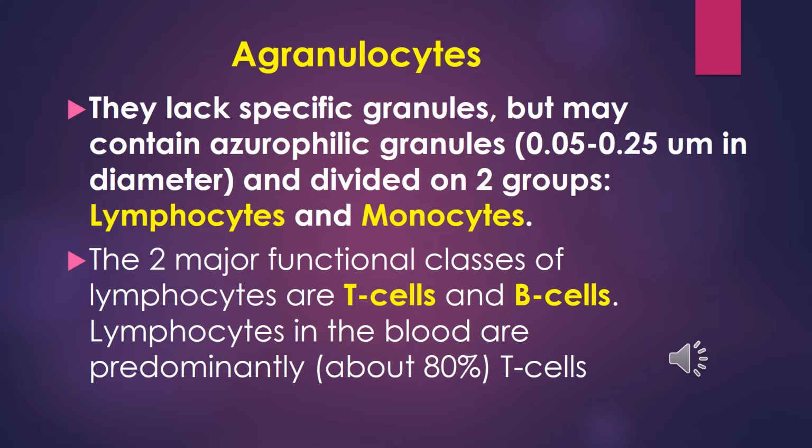Agranulocytes are cells without granules in the cytoplasm. Specific granules are not present, but lysosomes are present more. Agranulocytes help in immune protection: lymphocytes and monocytes. Lymphocytes divide into two major groups, T cells and B cells. In humans, near 80% are T cells and near 20% are B cells.